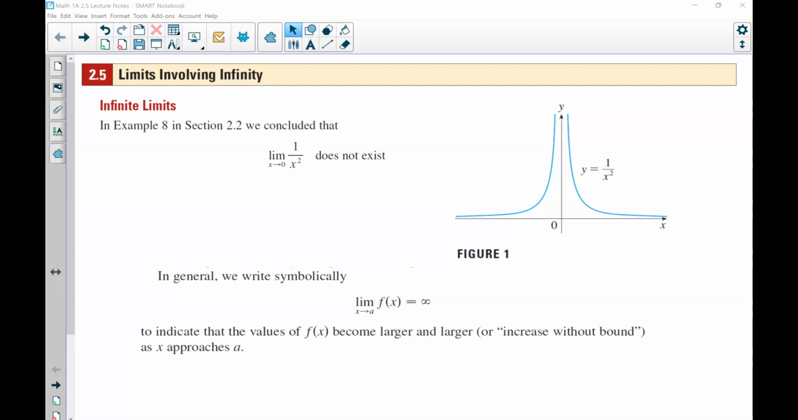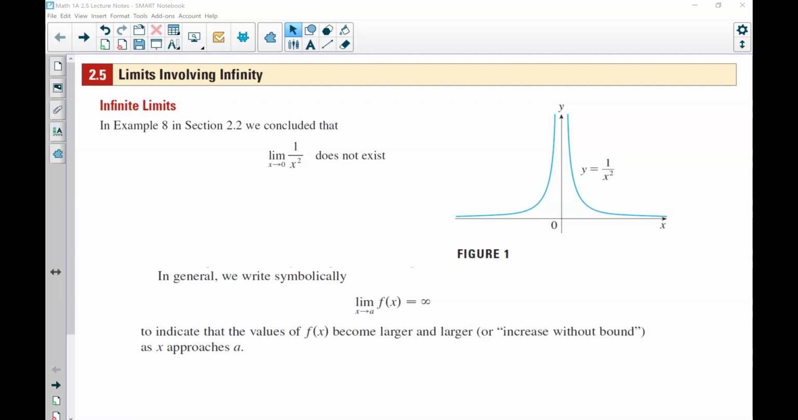So in example 8, back in section 2.2, we concluded the fact that the limit as x approaches 0 of 1 over x squared does not exist. And you can see what happens with the graph here. Now, by observing the graph, you can see that the values of 1 over x squared can be made arbitrarily large by taking x close enough to 0. So these values of the function do not approach a number. Therefore, the limit as x approaches 0 of 1 over x squared does not exist.